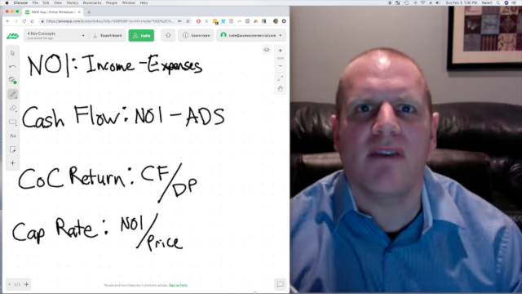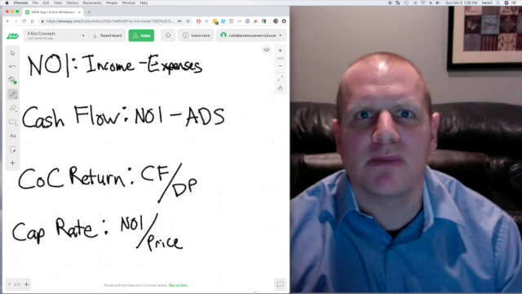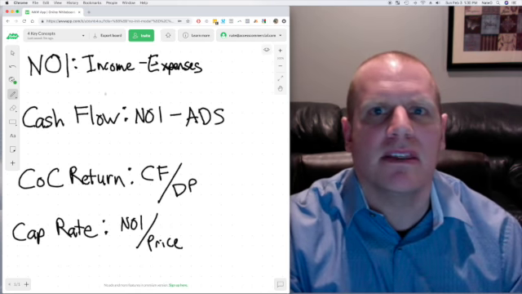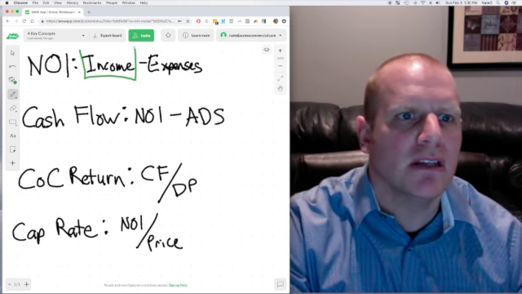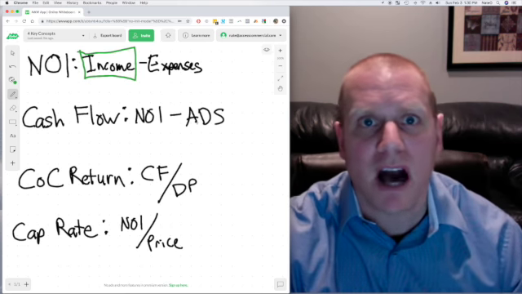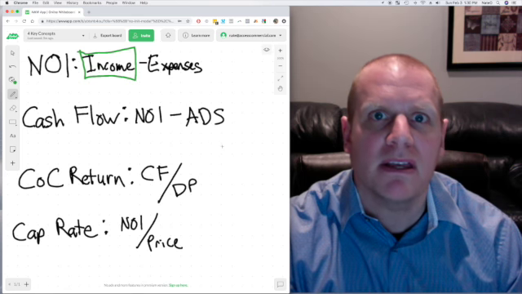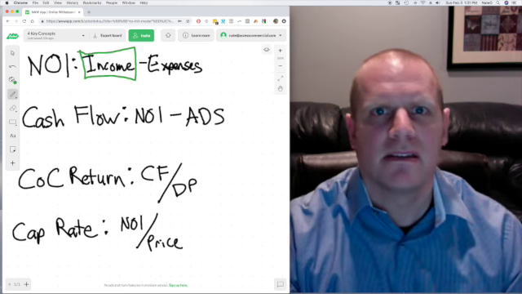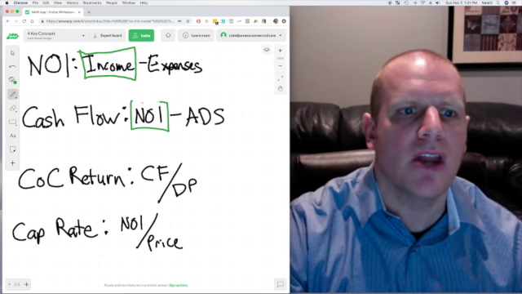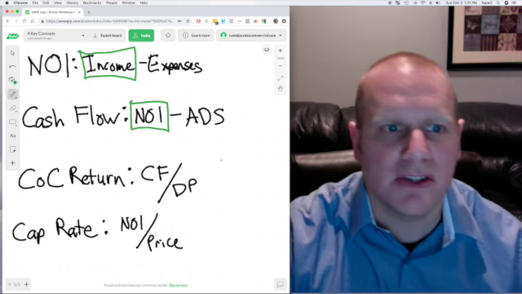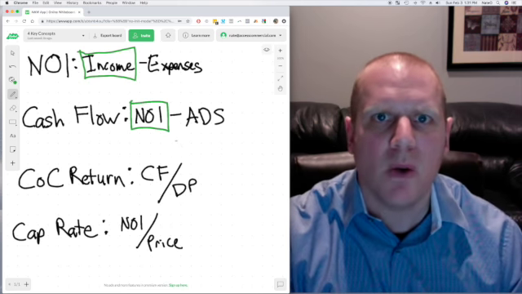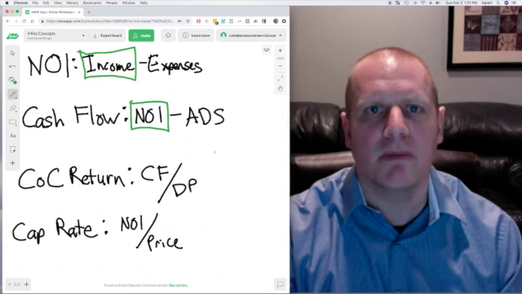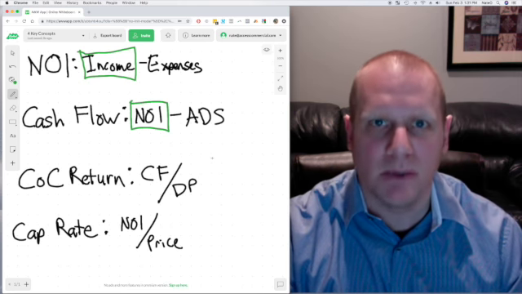Now, what do we have to watch out for to make sure that our commercial investment property is a good one? Here are just some basic rules of thumb. Obviously, on the NOI, you want your income to be greater than your expenses. If it costs more to own this property than the rent or the income that it's bringing in, it's not a good deal. Similar situation for cash flow. You want your NOI to be greater than your annual debt service. The reason for this is if your NOI isn't greater, you're going to have to be throwing in extra money every month just to pay the mortgage. This is not a profitable investment property.